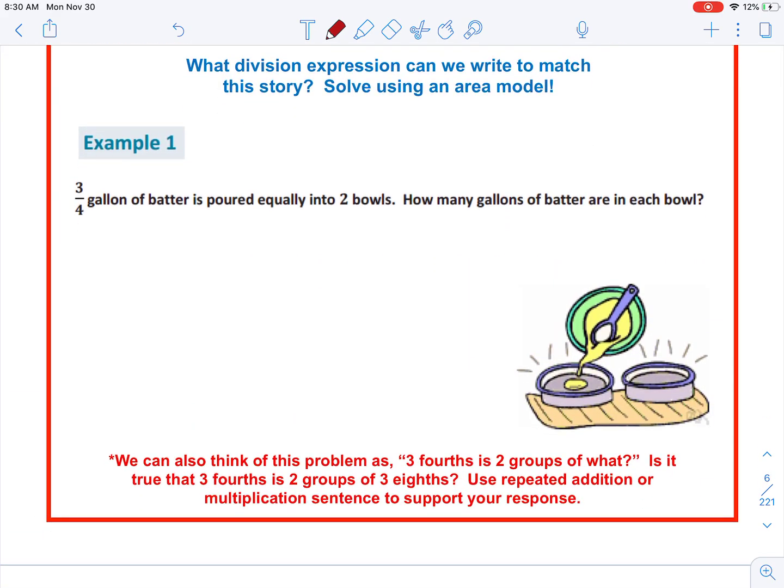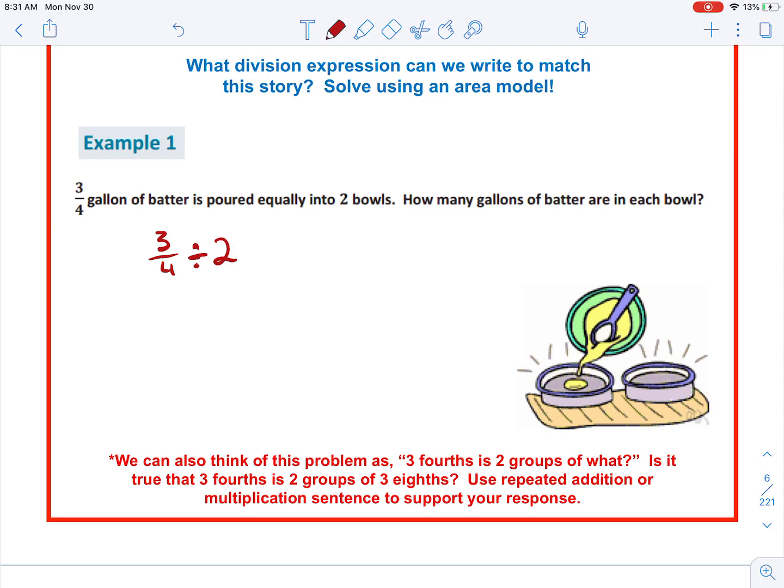It says at the top, what division expression can we write to match this story? So it says 3/4 gallon of batter is poured equally into 2 bowls. How many gallons of batter are in each bowl? Okay, so if I have 3/4 divided by 2, this is what this sentence is describing to me. 3/4 divided by 2.